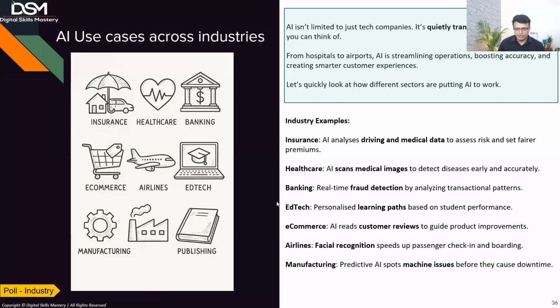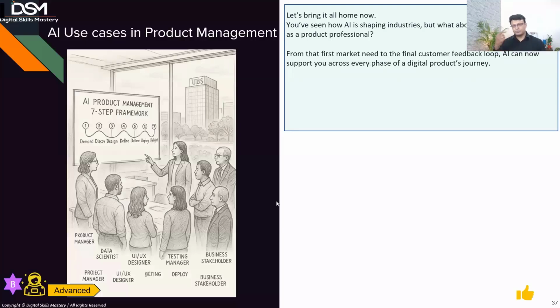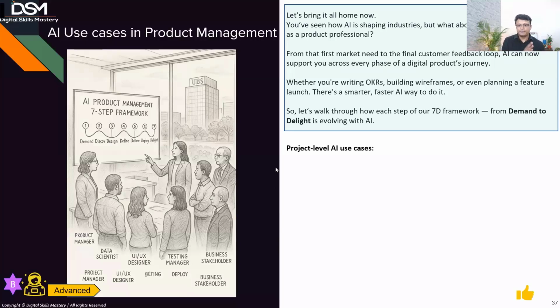Great. So I've looked at these industries and how AI is impacting all of them. Now, how AI is impacting product management. This is where our work comes into play. In our day-to-day work as product professionals, how we are using the Gen AI tools and the AI concepts, whether we are writing OKRs, building wireframes, or even planning a feature launch, there's a smarter, faster AI way to do it. And we'd like to take it through this 7D framework, from demand to delight, where AI is being utilized.